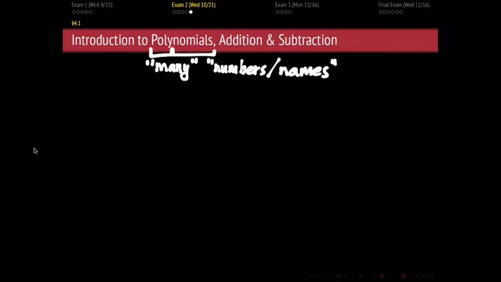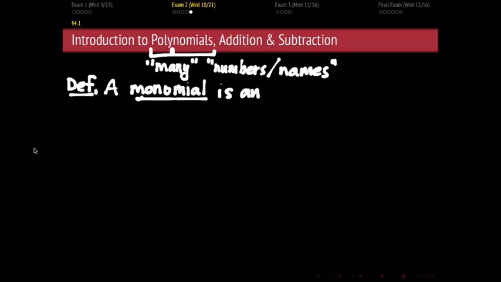So these are going to be expressions, and if we want to get a completely specific definition of what a polynomial is, what we'll say first, before we can understand what a polynomial is, is let's take a moment and understand what happens if we replace poly, for many, with mono, for one. So let's talk about what is a monomial. A monomial is, first of all, an algebraic expression. It's an expression that has only a single term.